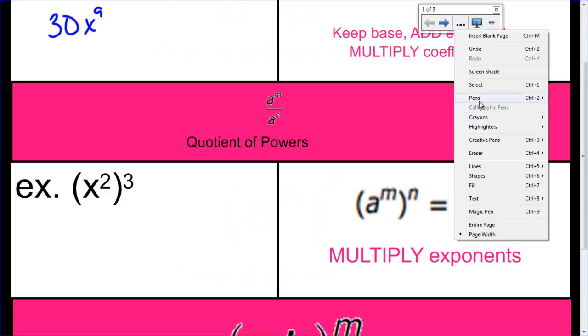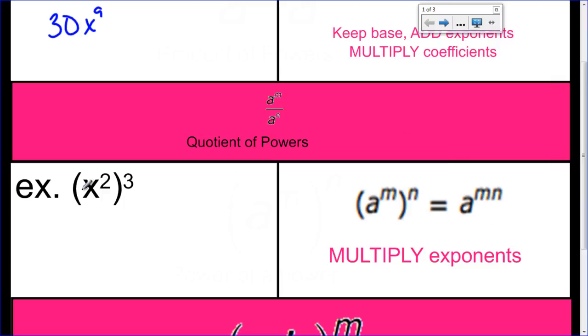So for example, this one right here, I have x squared to the third power, so my base is x, and I've got to multiply the two exponents. 2 times 3 makes 6.